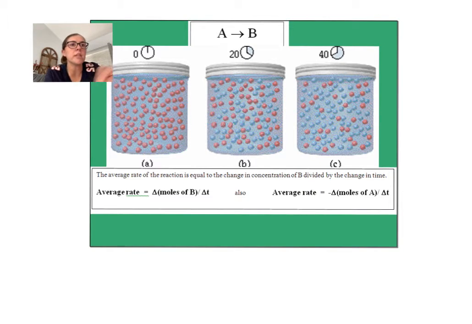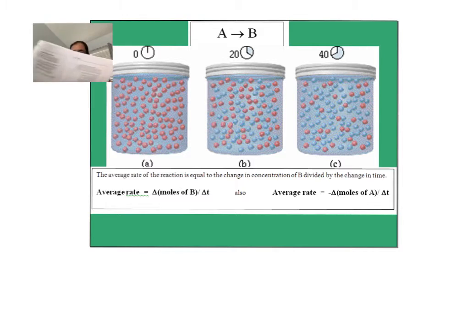All right, so if you look at this reaction, we're going to keep it simple. A goes to B. So we're starting at time 0 with only A particles, those are the red ones. And then after 20 seconds, you'll notice we have less of the red A and more of the B, which is blue. After 40 seconds, even less of the red A and way more of the blue product B. And so this little statement says the average rate of the reaction is equal to the change in concentration of B divided by the change in time.